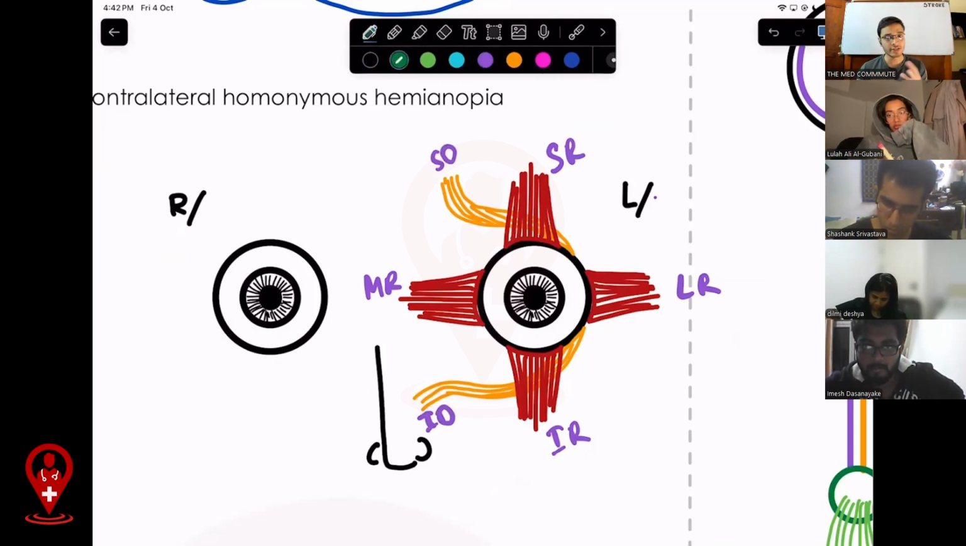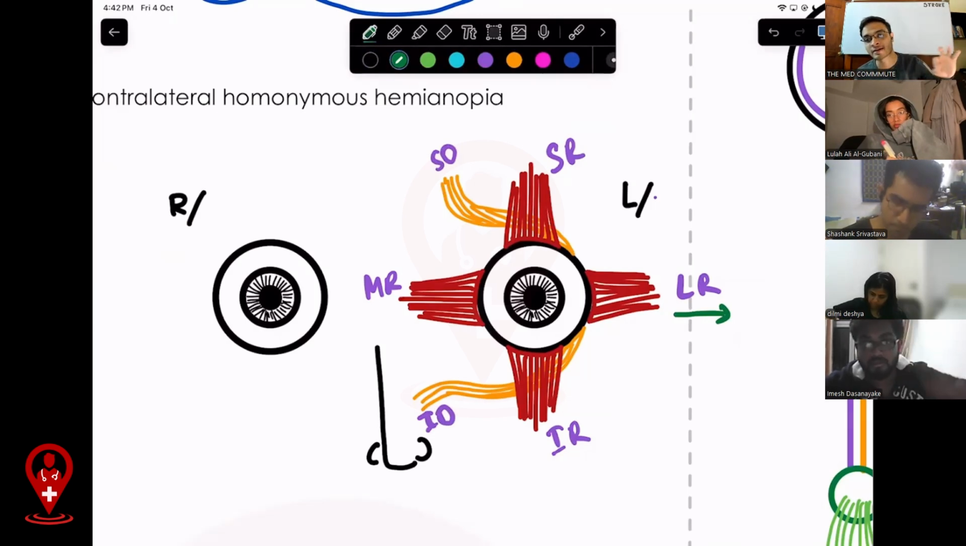Now if we forget the right eye for a moment and focus only on the left eye, what do these muscles do? The lateral rectus, guys, in a normal person, takes the eye to the lateral side, away from the midline. What is the fancy word we want to use there? It abducts the eye.